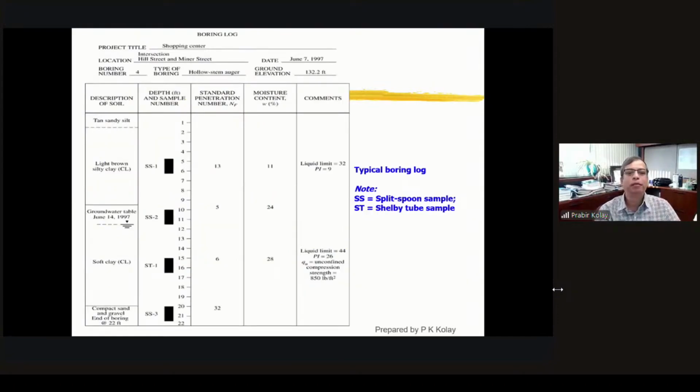So here you can see the project name, location, boring number, number of type of boring. So everything is mentioned. And over here on the left side, you see the description of the soil. So with the depth, what are the different types of soil there. And also the third column, you see the standard penetration number. So we have SPT value as N. So that should be corrected.